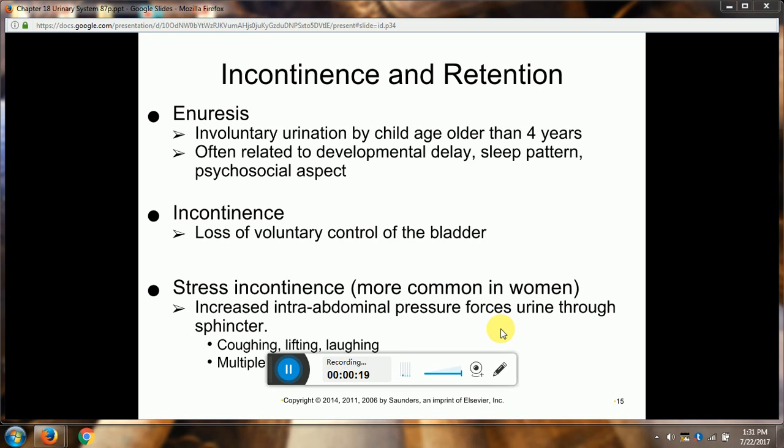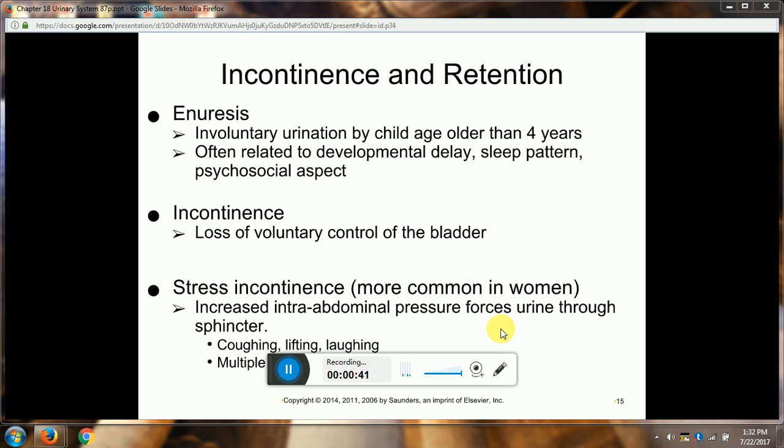It's involuntary urination by kids usually younger than 4 years old, so they haven't learned, they're not potty trained yet. And it's different from one kid to another. It's related to their developmental delay, sleeping patterns, and their psychological status.